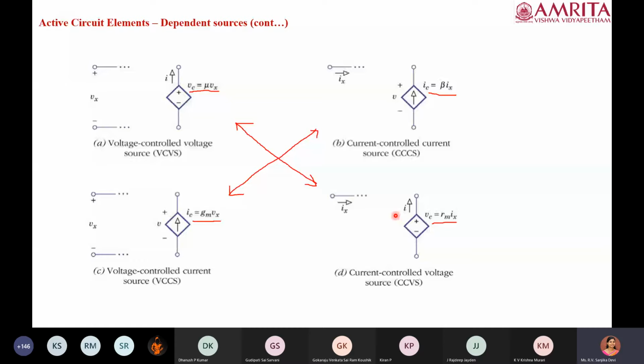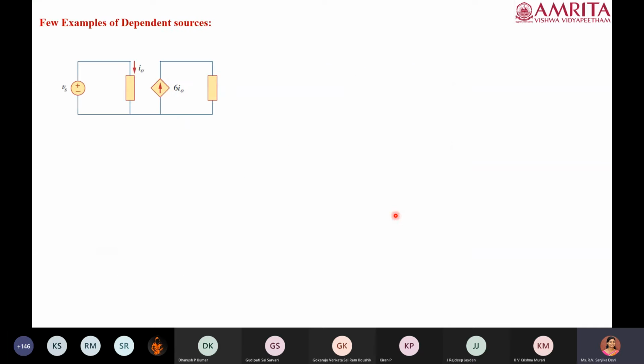In today's class, we will see a few more examples so that you will be able to understand this concept of dependent source. I will give you a few examples. Can you try to find out what is the type of dependent source shown in the first figure?